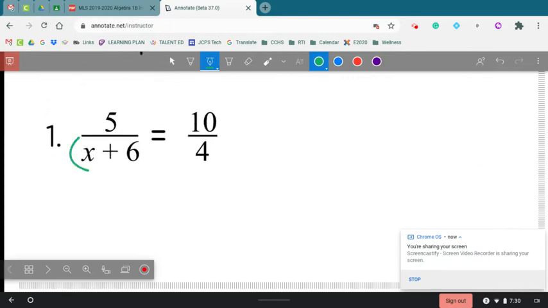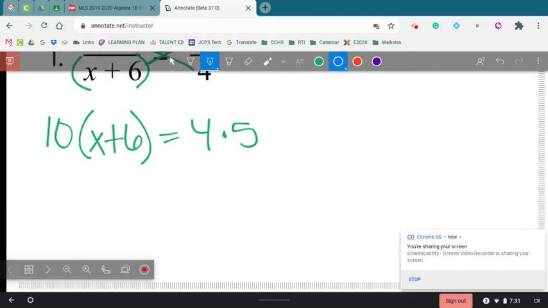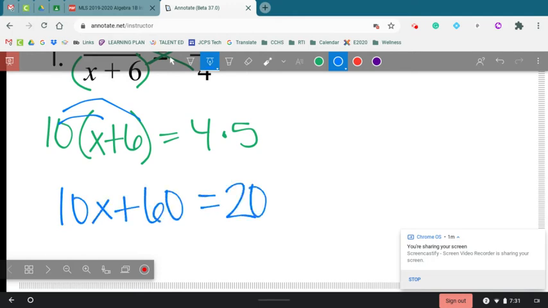Remember, I put my parentheses around and then I cross multiply. So you have 10 times x plus 6 equals, and then you have 4 times 5. You'll just have to multiply 4 times 5. You have to distribute the 10. You get 10x plus 60 equals 20, because that's 4 times 5.